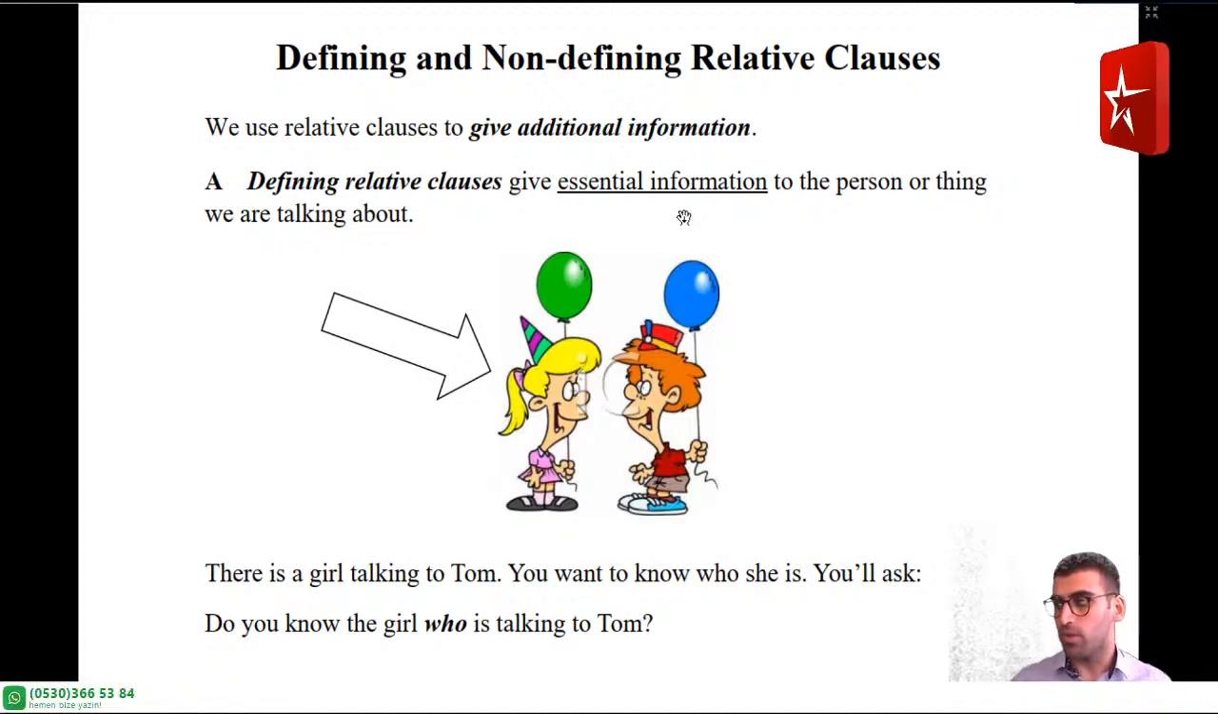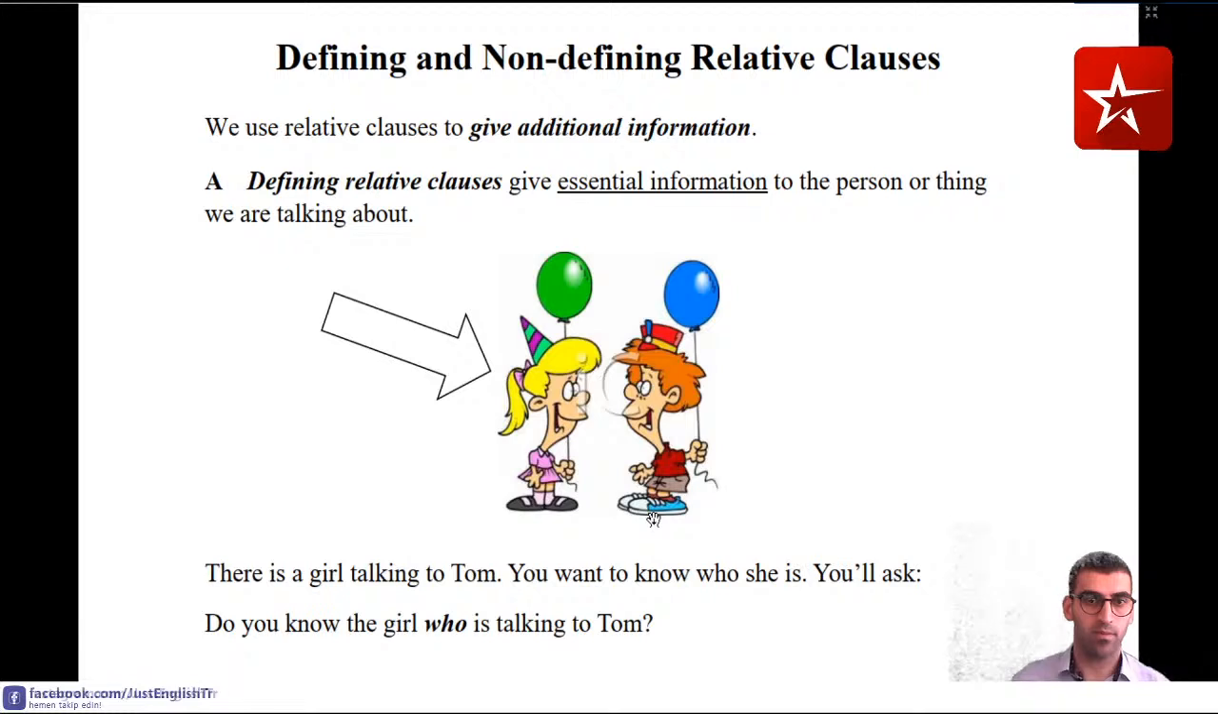So you can ask me, teacher, how can we do that? Let me show you the picture here. You can see the girl and the boy. I think they are talking about something. So there's a girl talking to Tom. Yes, his name is Tom. And you want to know who she is. So you will ask, because we don't know her name. We don't know who that girl is. So we can ask the question by using the relative clause here.